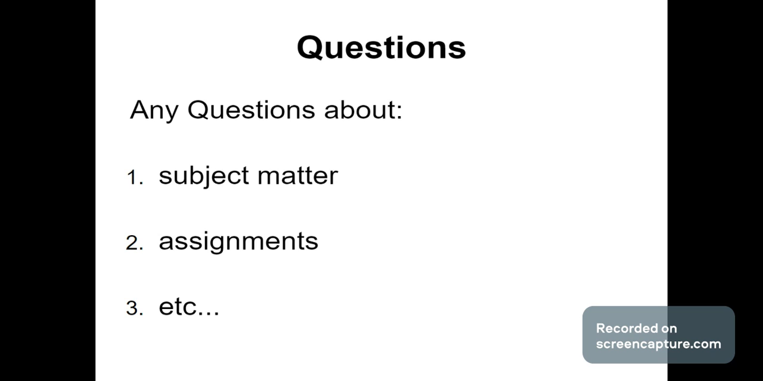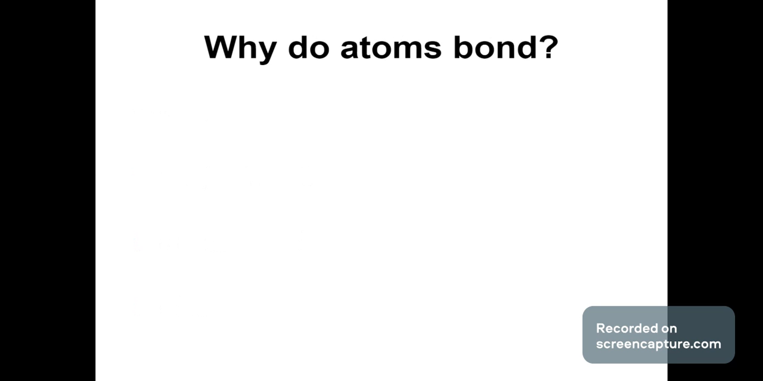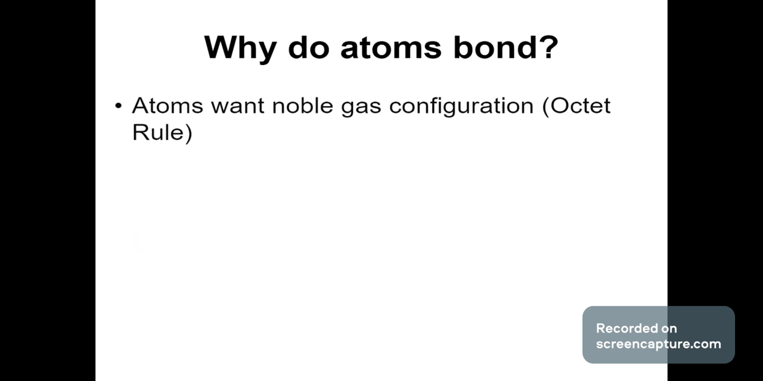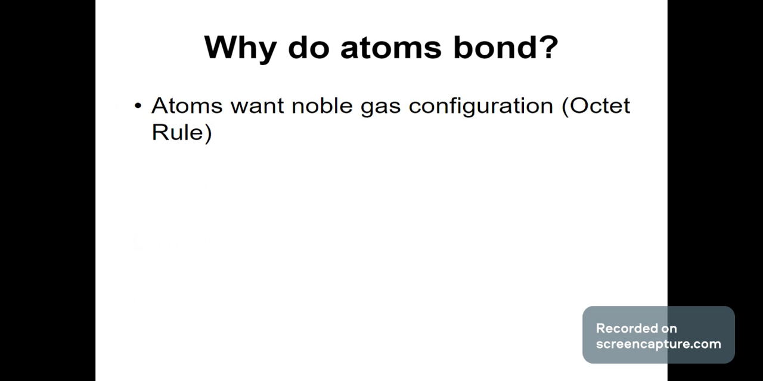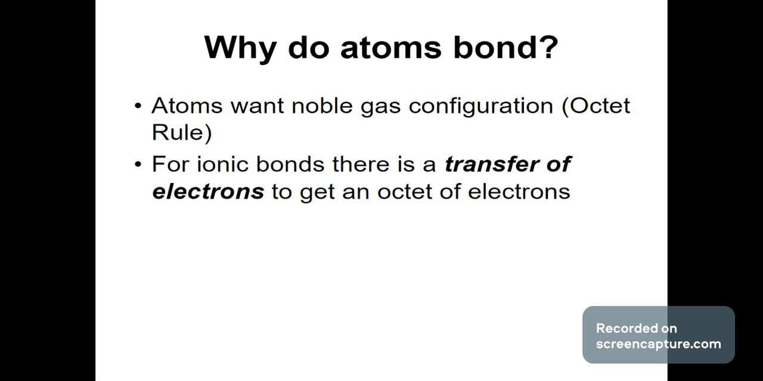Why do atoms bond? Well, they want to be like the noble gases. They want to fit into the octet rule, which again is when an atom or ion either gains or loses electrons in order to have only eight in its valence shell, if you will. For ionic bonds, they transfer. Usually it's the metal transferring to the non-metal.